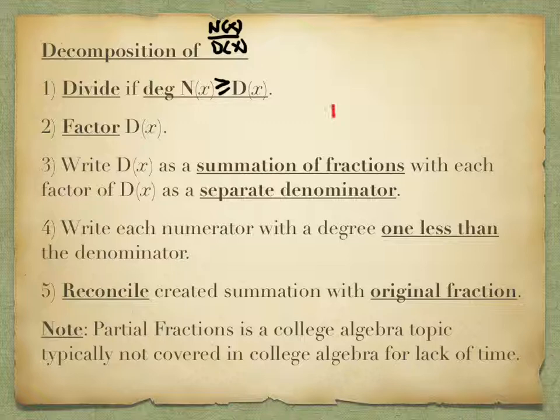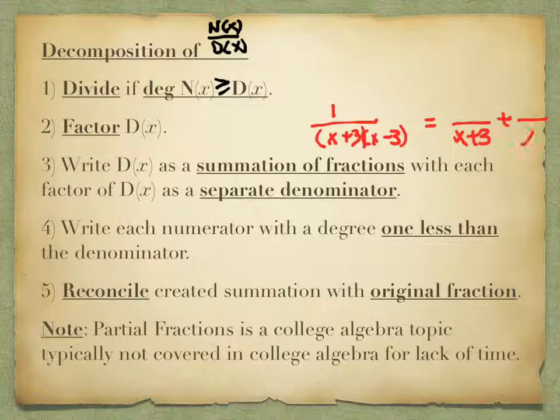So for instance, if I were able to factor my denominator into x plus 3, x minus 3, well, that doesn't look very good, but I would separate this into two fractions, one with a denominator x plus 3 and the other with a denominator x minus 3. Notice there's no numerators written in yet, but that's just separating those into two potential fractions. Step 4 is to write each numerator with a degree 1 less than the denominator.